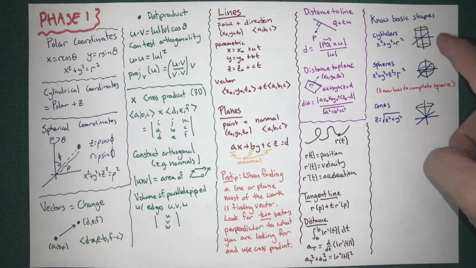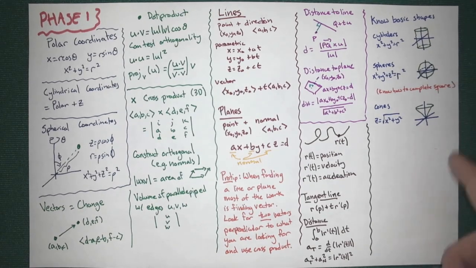Know your basic shapes. Know what these cylinders look like. Know what spheres look like. Know what cones look like. You don't have to remember all the quadric surfaces. I think that's been a topic that was removed. But you still should remember what a cone looks like. You should still remember what a sphere looks like. You don't have to remember any formulas for like the volume of a cone or volume of a sphere.